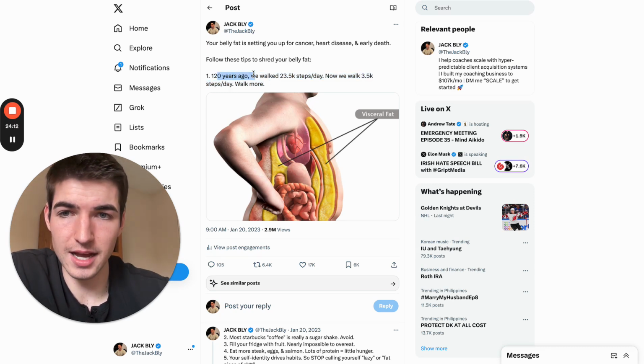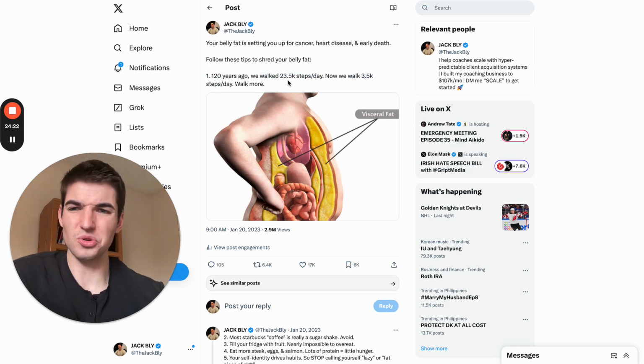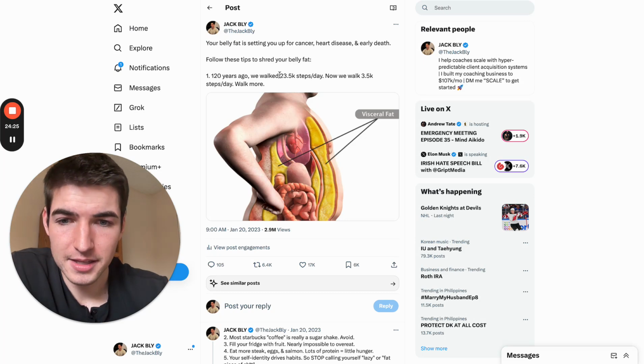The first thing in the list is, 120 years ago, we walked 23,000 steps. Now we walk 3.5K steps per day. So it's kind of like a shocking fact. Like, oh shoot, I didn't know that. That's crazy. So anything like that.